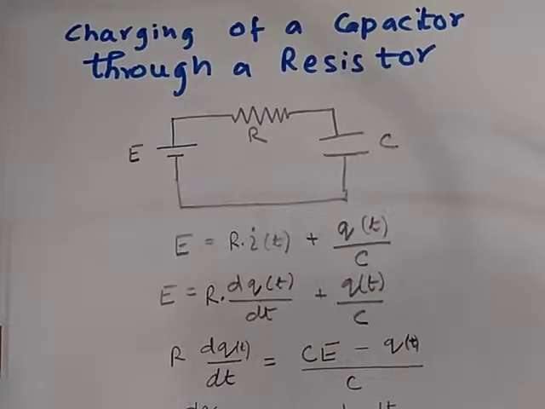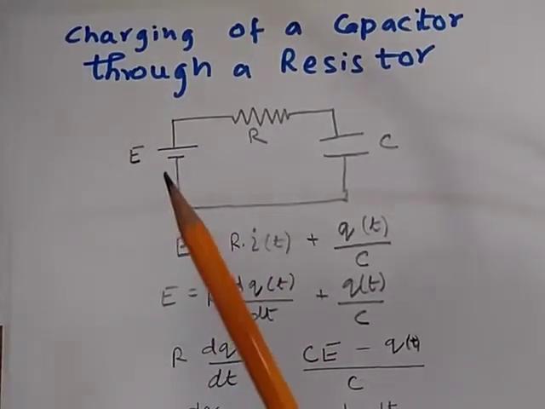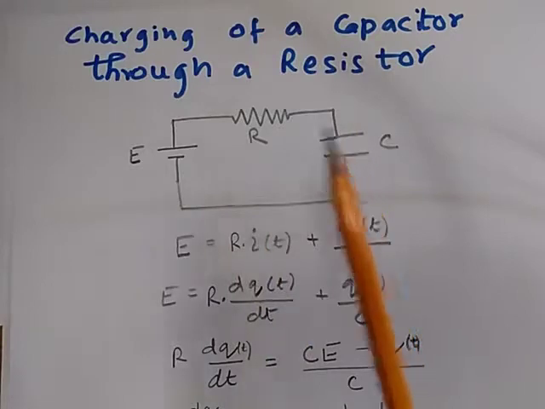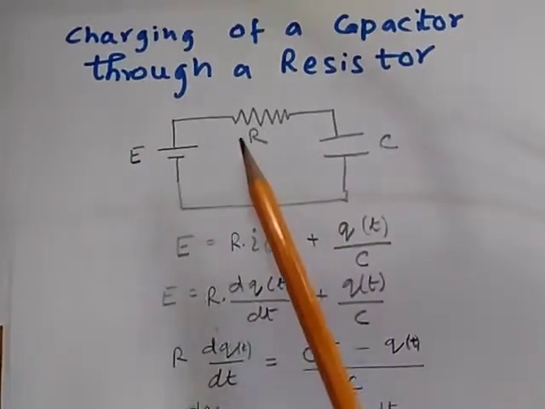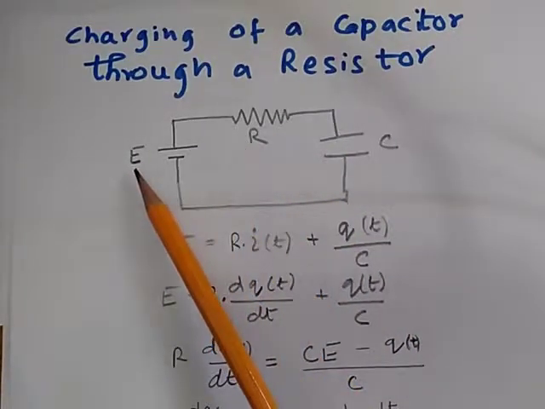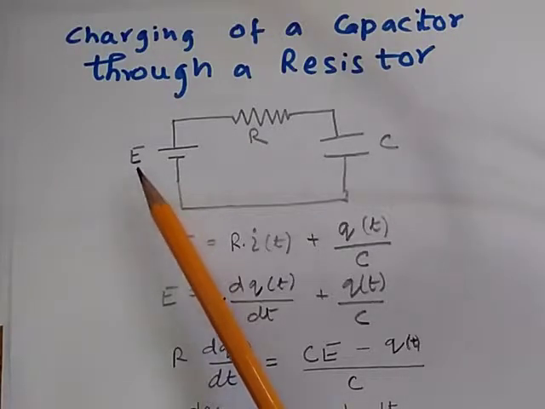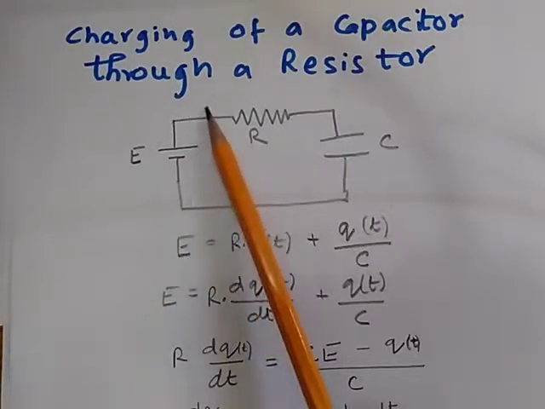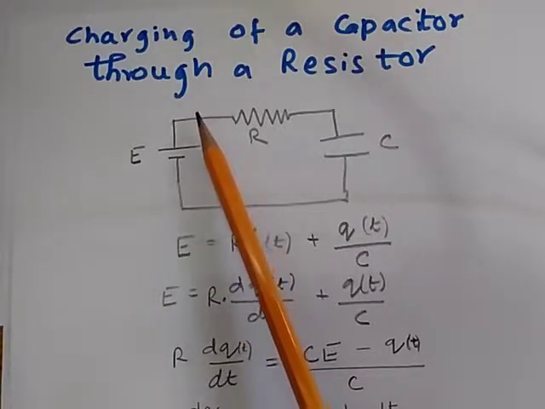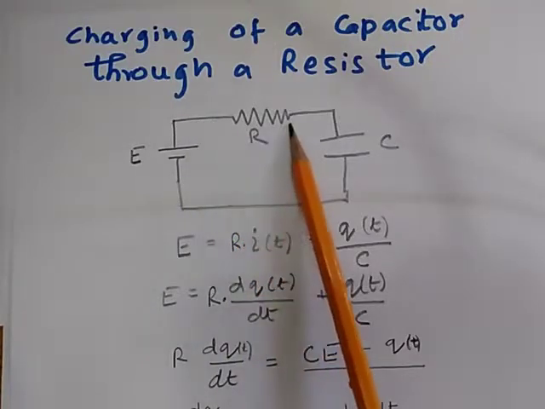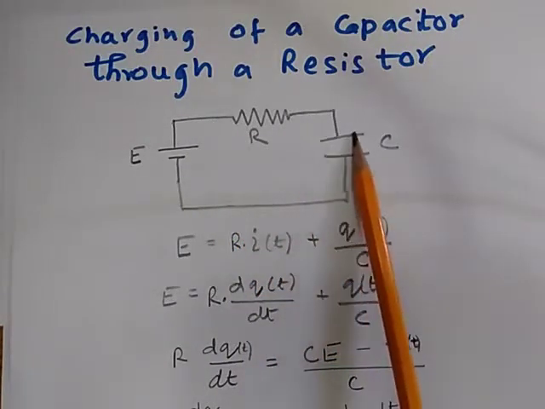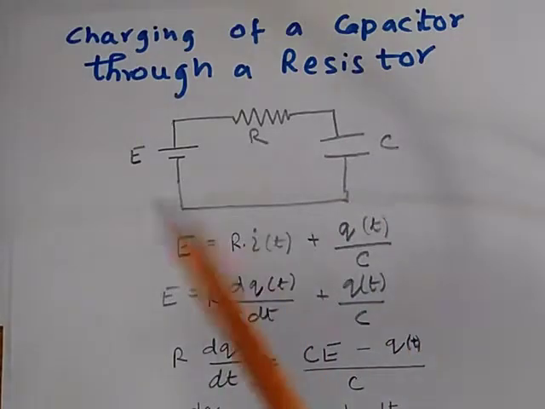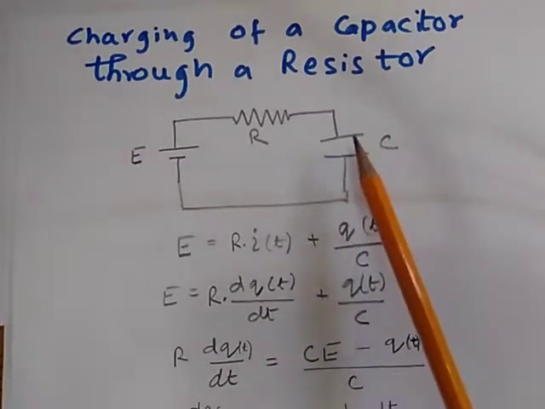In this video, we'll understand about charging a capacitor through this resistor R. We have a DC battery of voltage E, and then we connect this battery. Let us assume that there is a switch here, and at time t equal to 0, we connect the switch. The current starts flowing through this resistor and starts charging this capacitor.